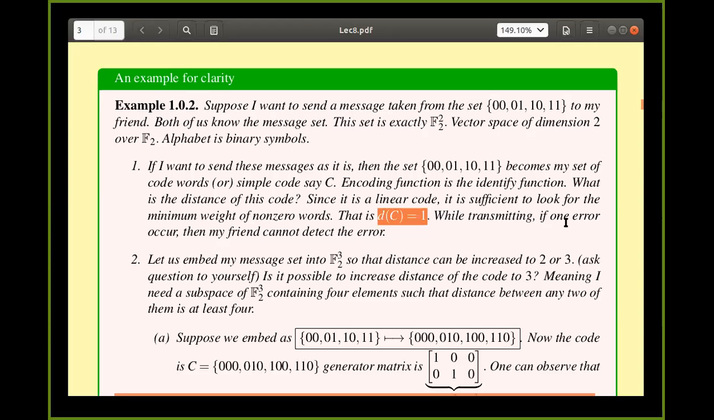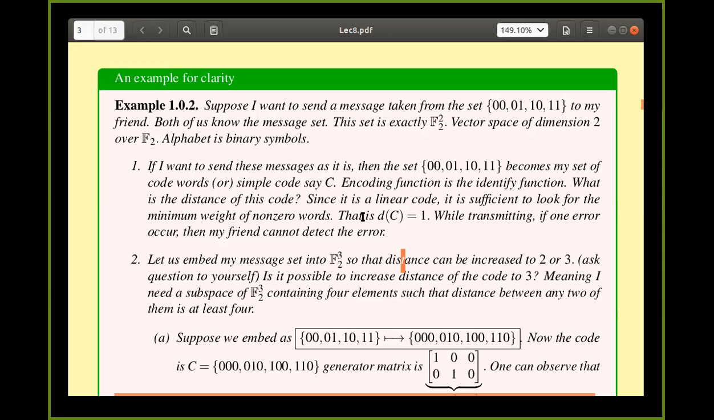Now while transmitting, if one error occurs, my friend cannot detect the error, right? I send 00 and an error occurs, or I send 01 and an error occurs, my friend cannot detect it. One symbol changed to another symbol, so I got another message in the message set. My friend does not know which one I sent; he will accept that. I hope you are clear with this.